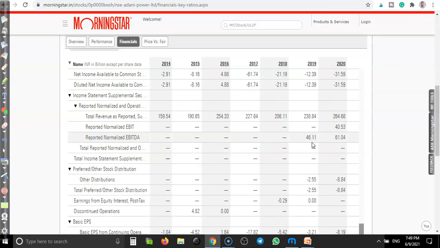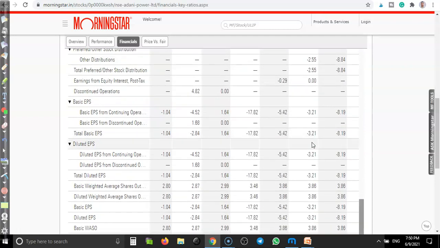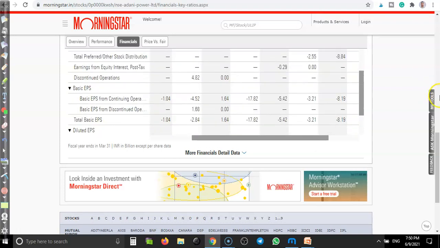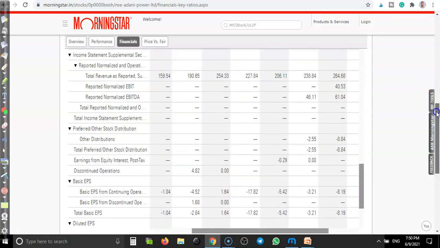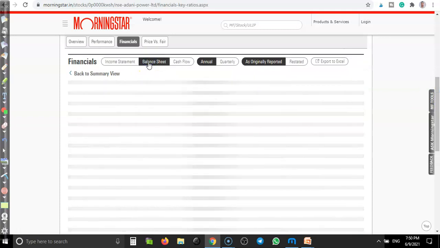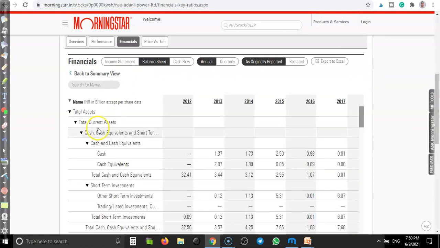Let's see another criteria. Okay, all data are available here, so that is why. Okay, now see the balance sheet. Let's jump to the balance sheet.